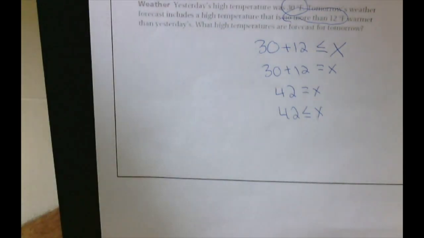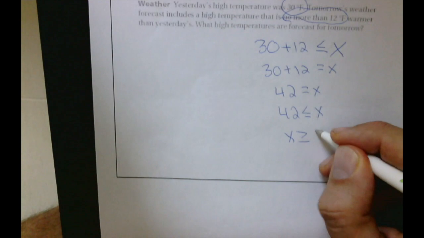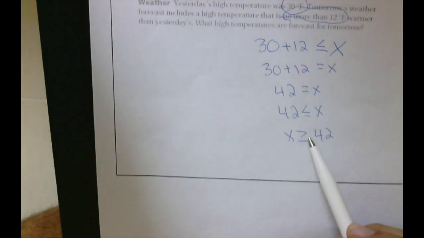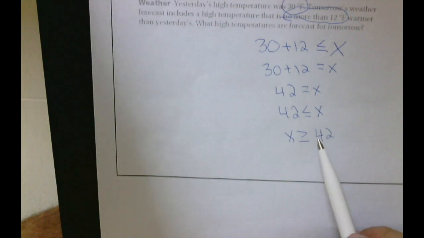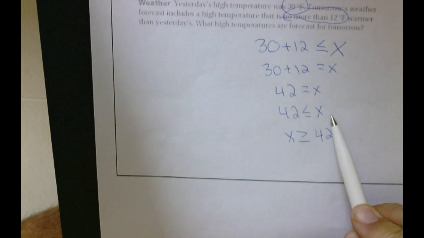But if you want this to make more sense to you based off of how we've been solving inequalities in class, you can rewrite this as x is greater than or equal to 42. But understand that x is greater than or equal to 42 is the same thing as 42 is less than or equal to x.